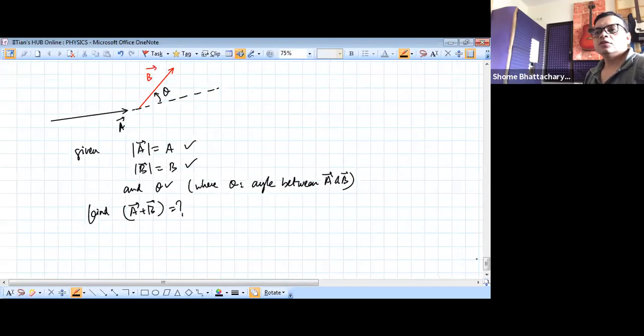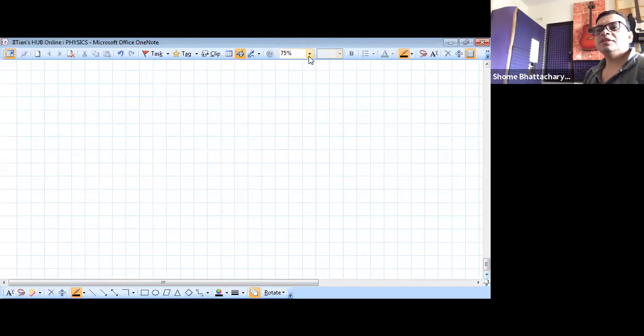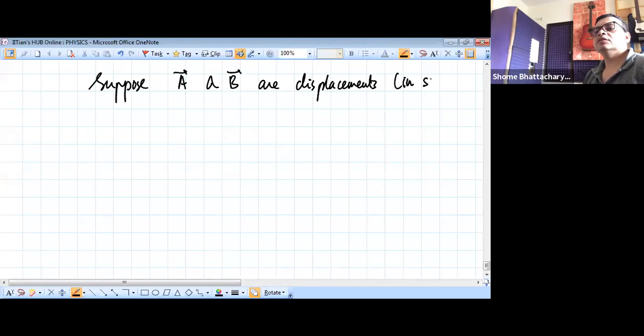Okay. So the thing is, you just think of an operation where A and B are displacements, okay, in same unit. Then what is the meaning of a displacement? Okay. So what is a displacement? It is initial to final point.